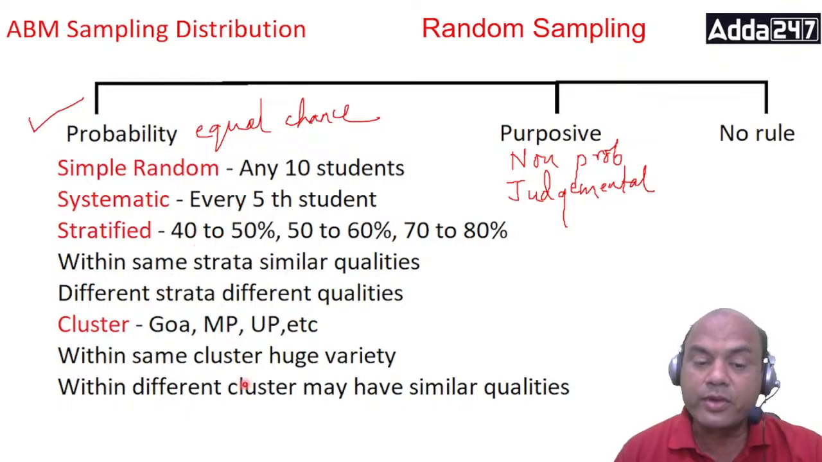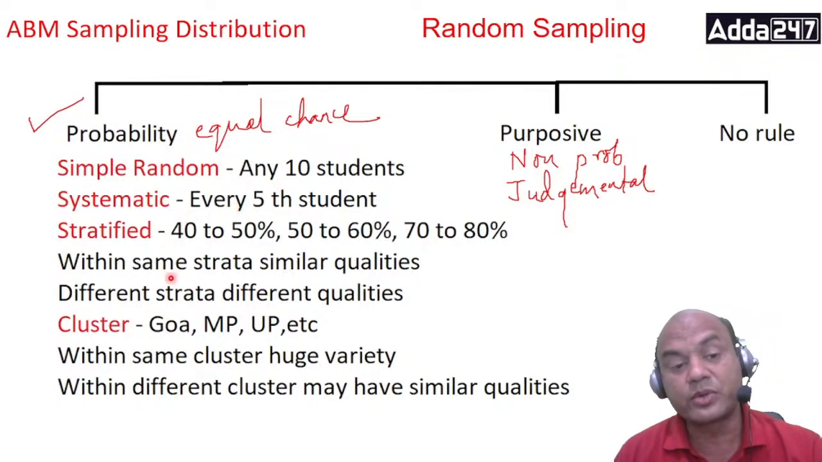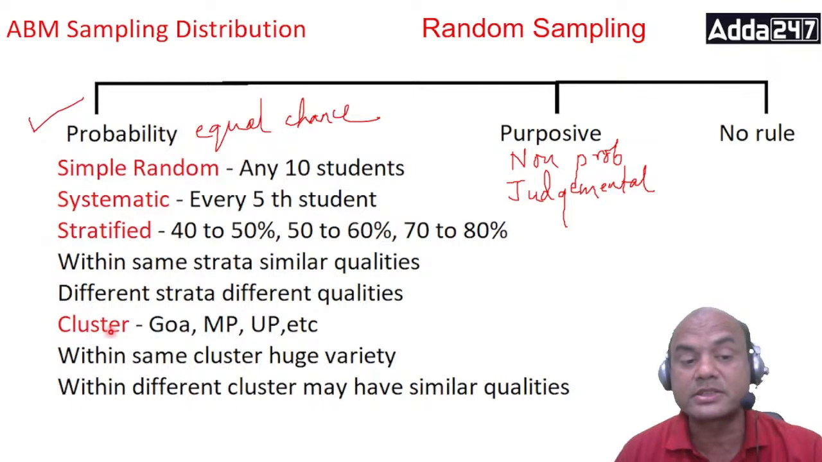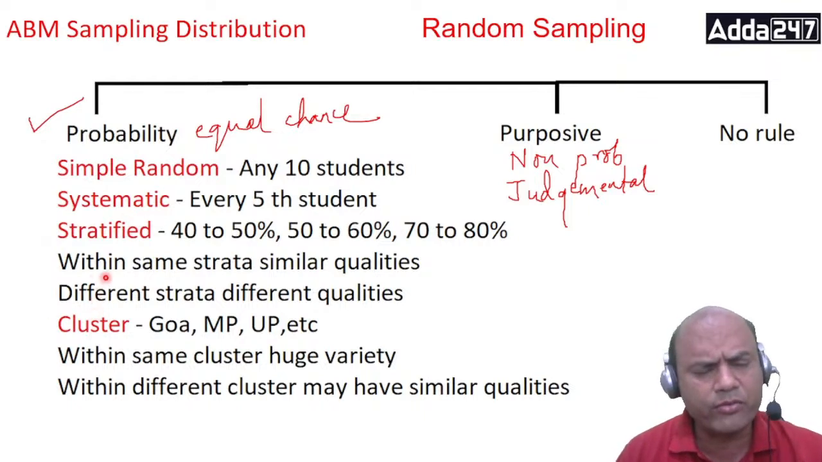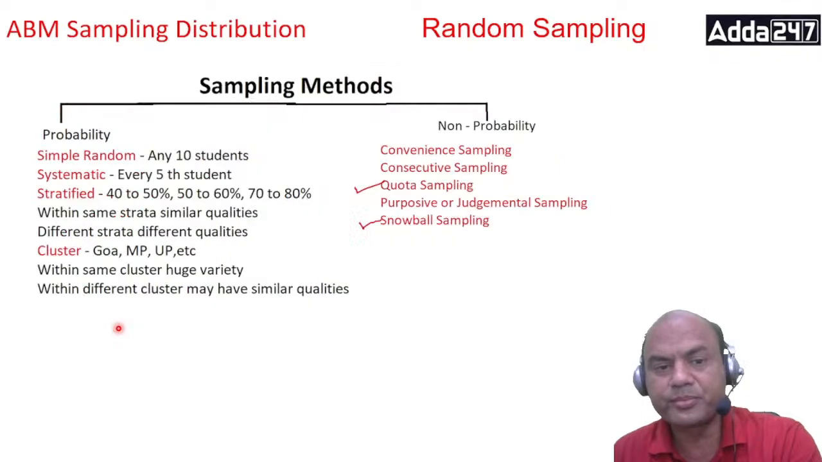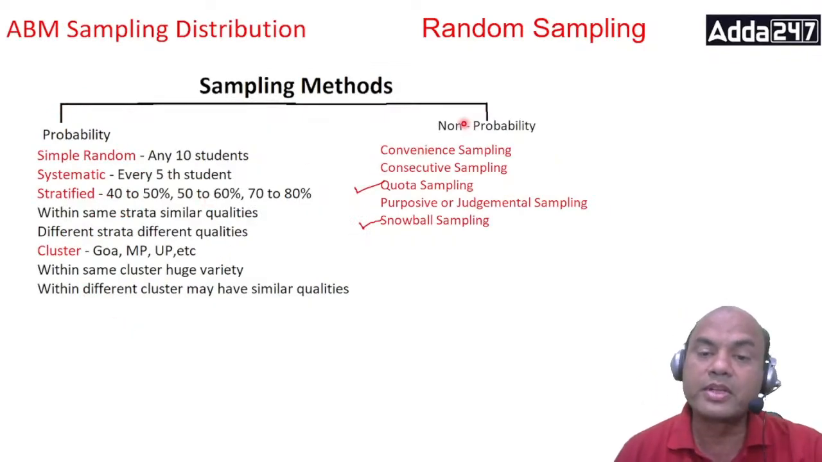So within different clusters, we may have students of similar categories. That's the difference between stratified and cluster sampling. This question comes every time in the exam. Okay. Now, more about non-probability.